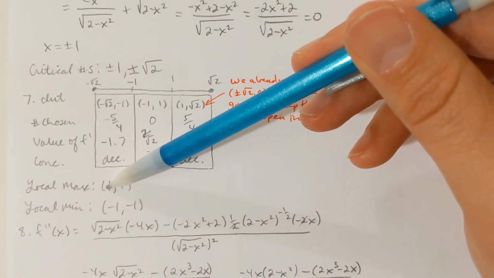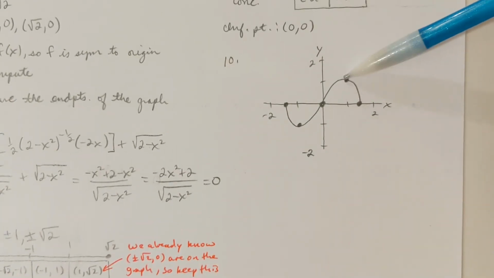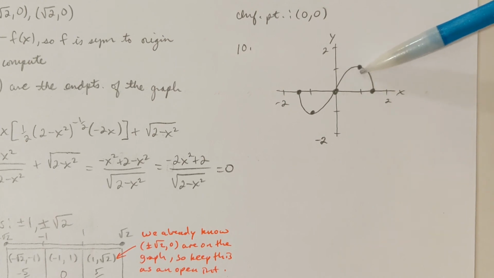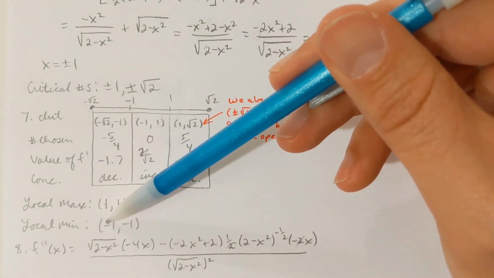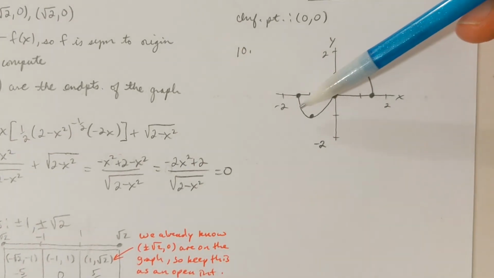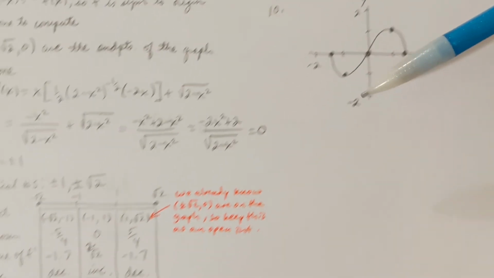We do have a local max at 1, 1, so I've plotted that point. There'd be a hill on the graph. And we've got a local min at negative 1, negative 1. I've plotted that point. Okay.